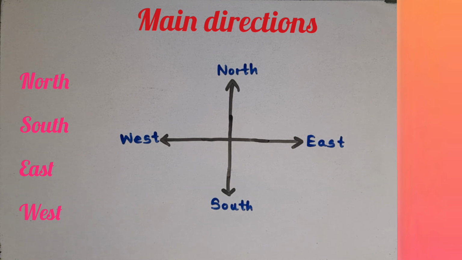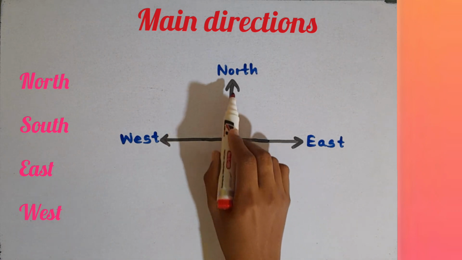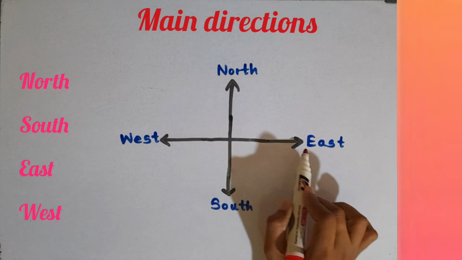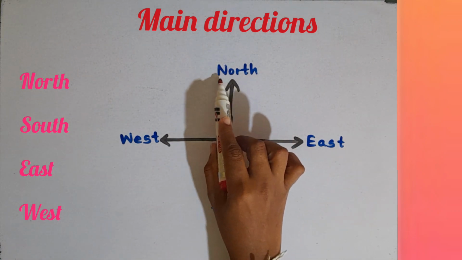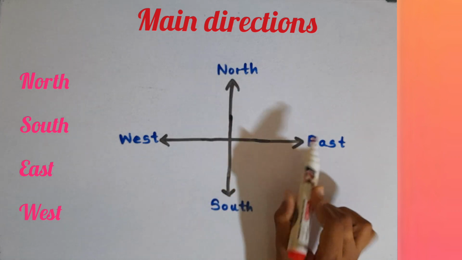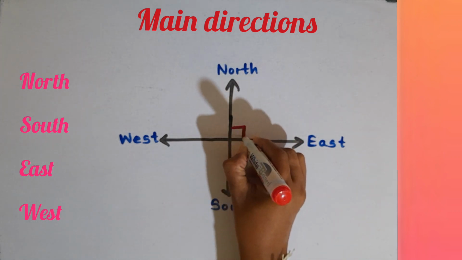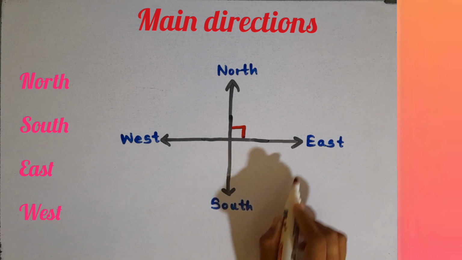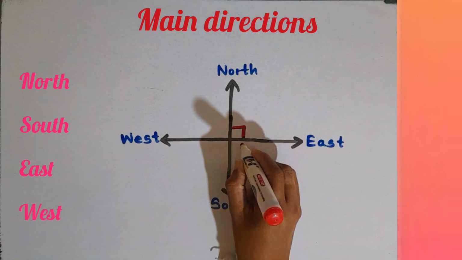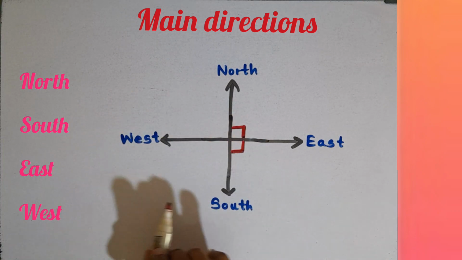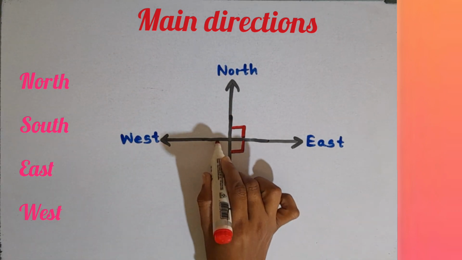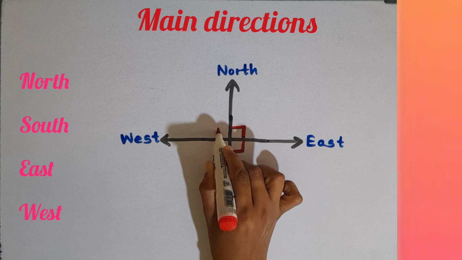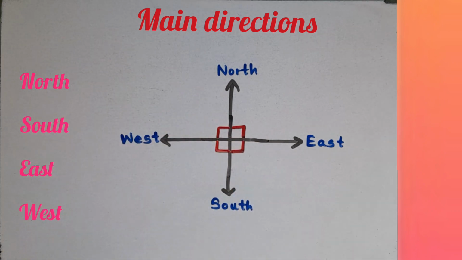Then what about the angles between the directions? We know that between two main consecutive directions, that means the angle between north and east, is a right angle. We can indicate it like this. Then between east and south also a right angle. Then between south and west also a right angle. Here also a right angle.